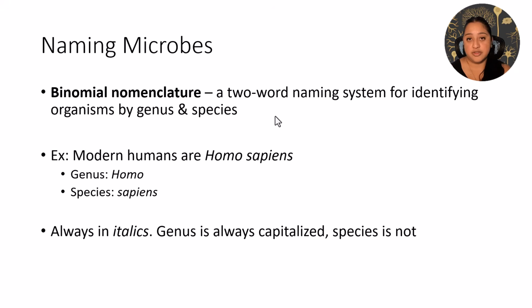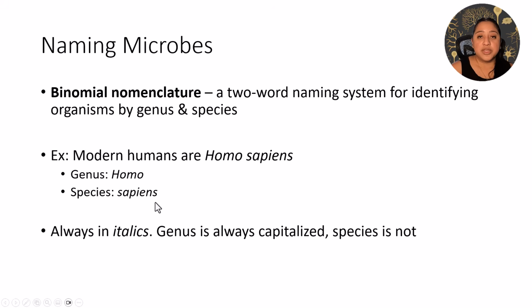And so another example is us as humans. We're Homo sapiens. That tells you that we're in the genus Homo, and there are other species within that group. And we're specifically Homo sapiens. That's our species.